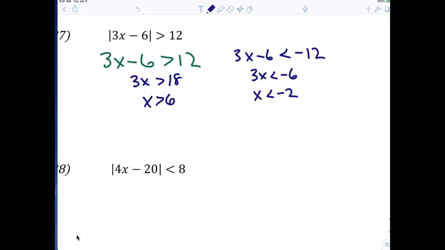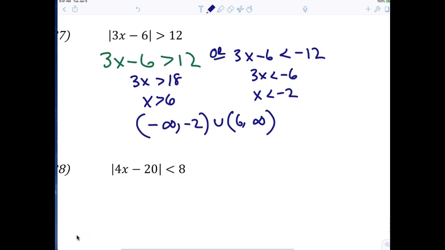Now look at that. Do they head in opposite directions or are they heading towards each other? Opposite directions. So we know this should be an OR statement. So we're going from negative infinity to negative 2, and then from 6 to infinity. Now remember, you always write numbers from small to large.